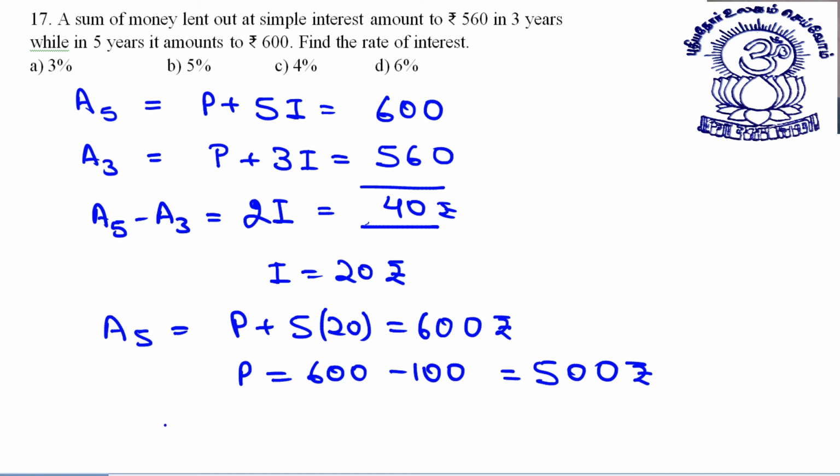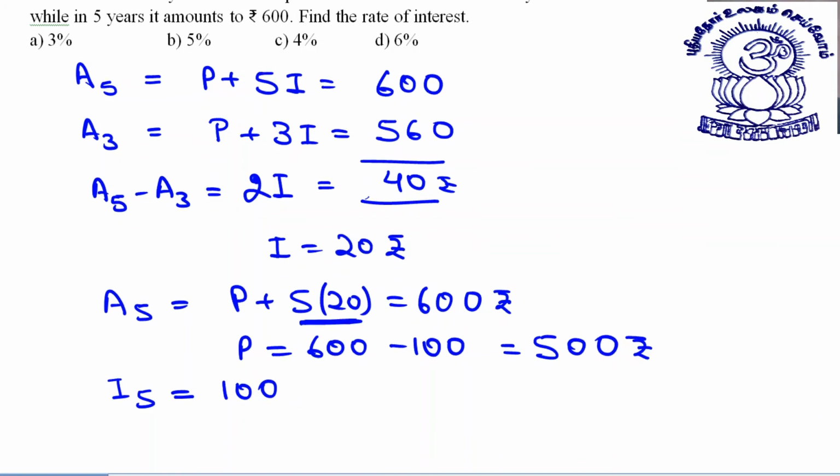Okay, now interest is 20 rupees. Look, now the amount after 5 years was 600 rupees. We have got the principal as 500 rupees. This is the interest for 5 years, we have already calculated, 100. Okay. I for 1 year is 20 rupees. So I for 5 years is 100 rupees.